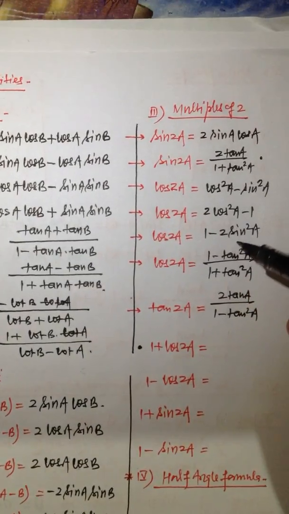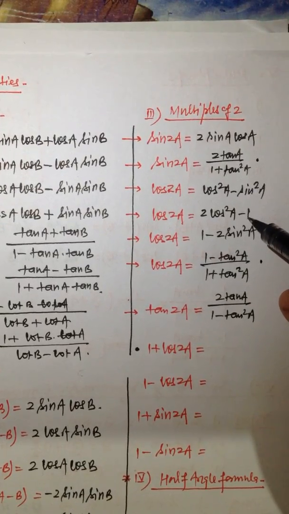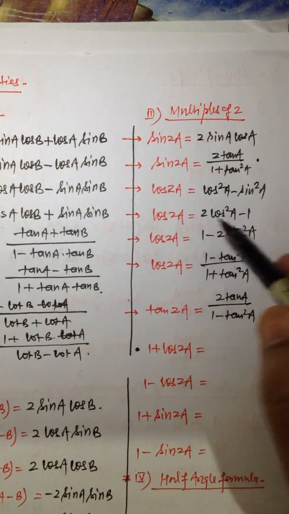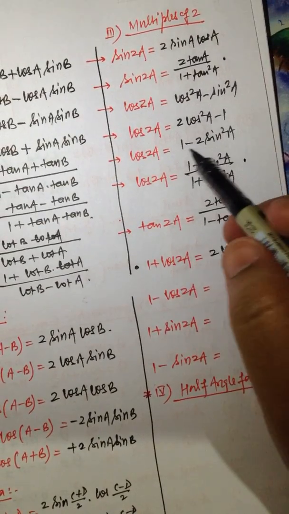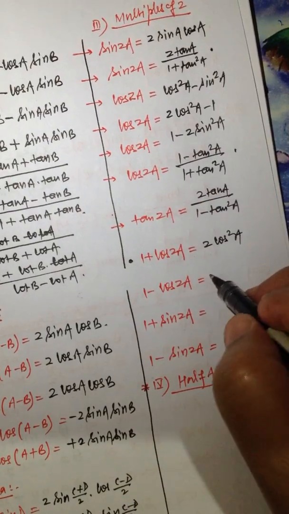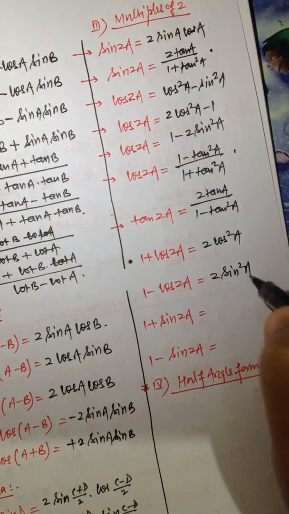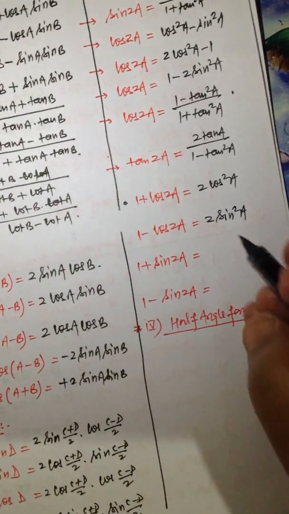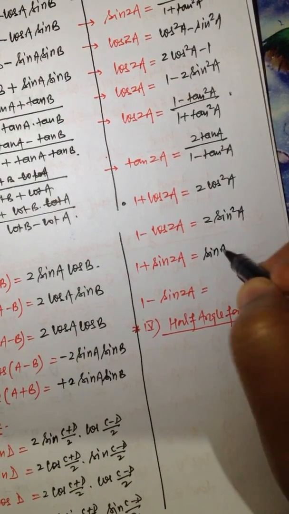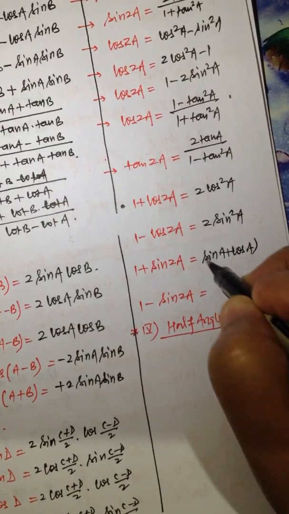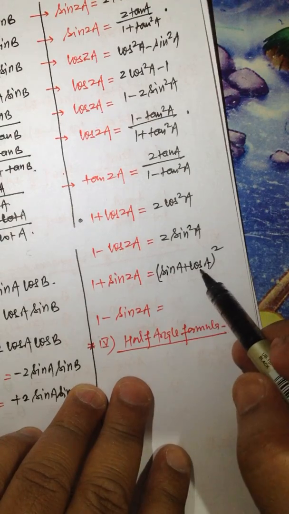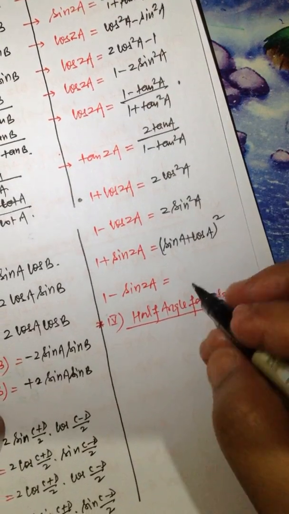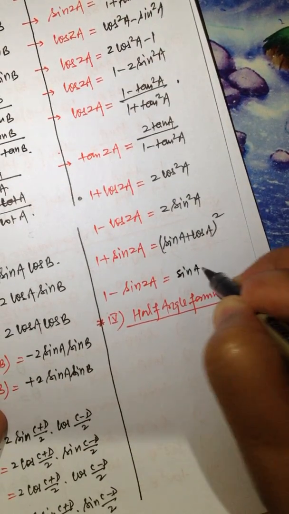From here we get these identities: 1 plus cos 2a. If we take 1 on the left hand side, 1 plus cos 2a will be 2 cos square a. Similarly, 1 minus cos 2a will be 2 sin square a. And sin a plus cos a whole square: if we open this identity, sin square a plus cos square a will be 1, and plus 2 sin a cos a will be sin 2a, so we will get 1 plus sin 2a. And this is sin a minus cos a whole square.